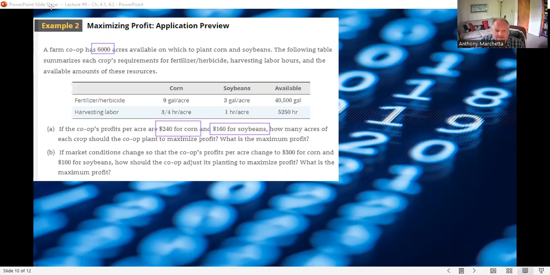So we do have an objective function coming out from the purple rectangles where they're telling us what the actual profit can be made up as. We also have constraints in terms of land here, how many acres we have. We also have constraints in terms of herbicide and fertilizer. And then last but not least, we have, of course, labor constraints.